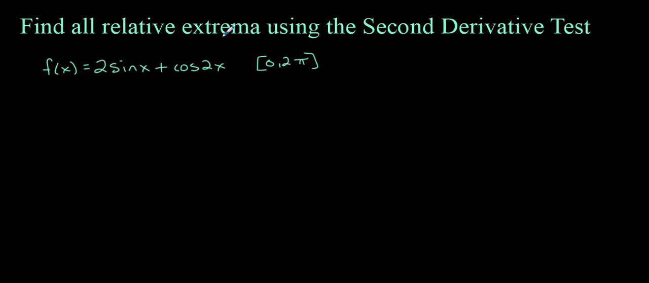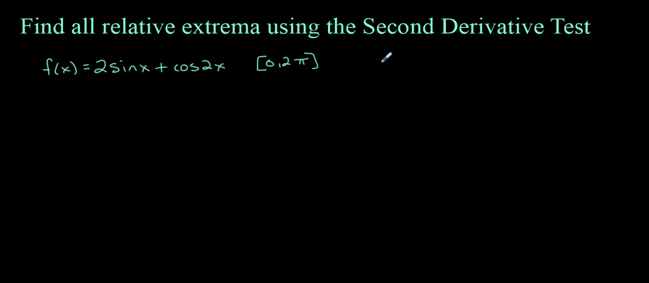Find all relative extrema using the second derivative test of the function. We got a trig function again. We got sine of x, cosine 2x. Again, we have an argument other than x. Might make this more interesting later on. Chain rule will be needed probably on all derivatives. And remember, we have a closed interval 0 to pi.